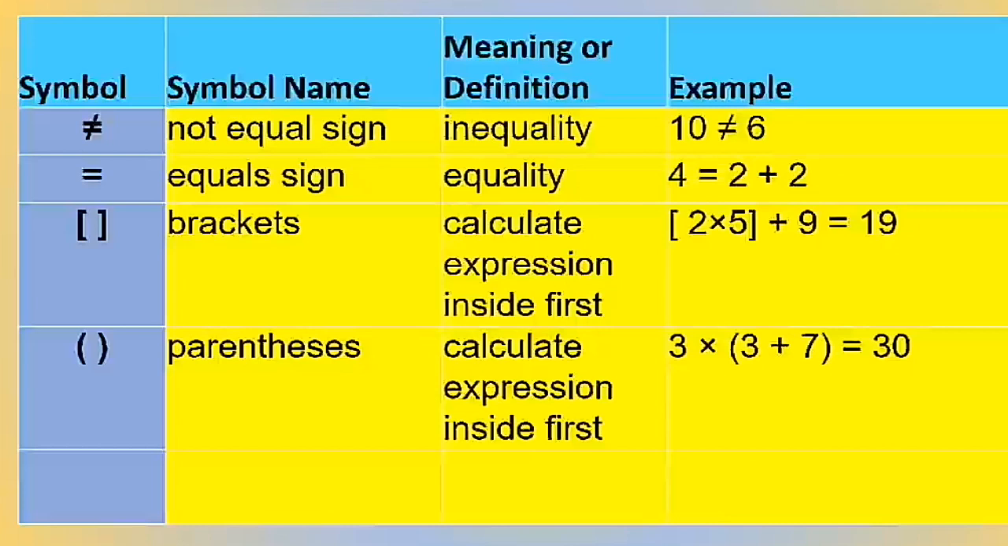For brackets, we have to calculate the expression inside the brackets first. In this example, we have to calculate 2 multiplied by 5, which is in the bracket. We have to calculate that. 2 multiplied by 5 is 10, plus 9 is equal to 19.